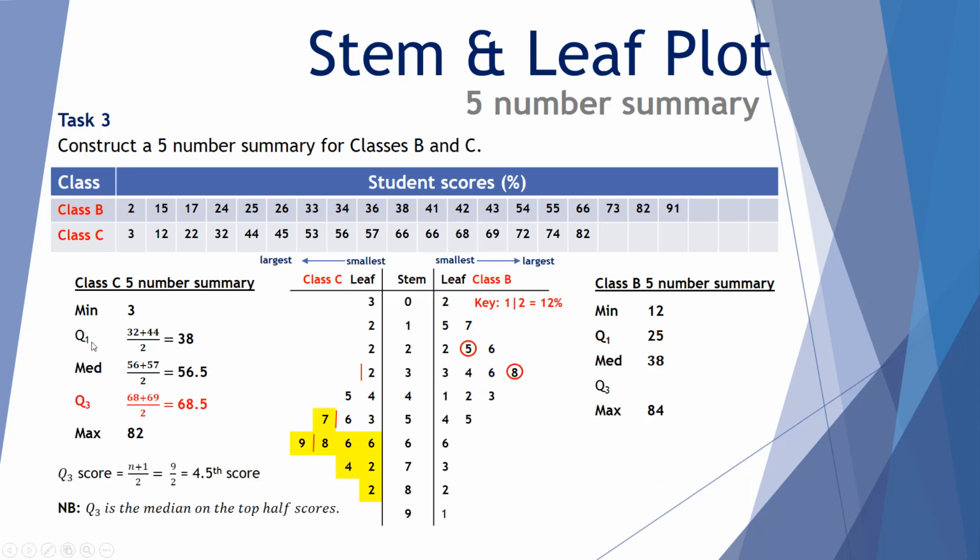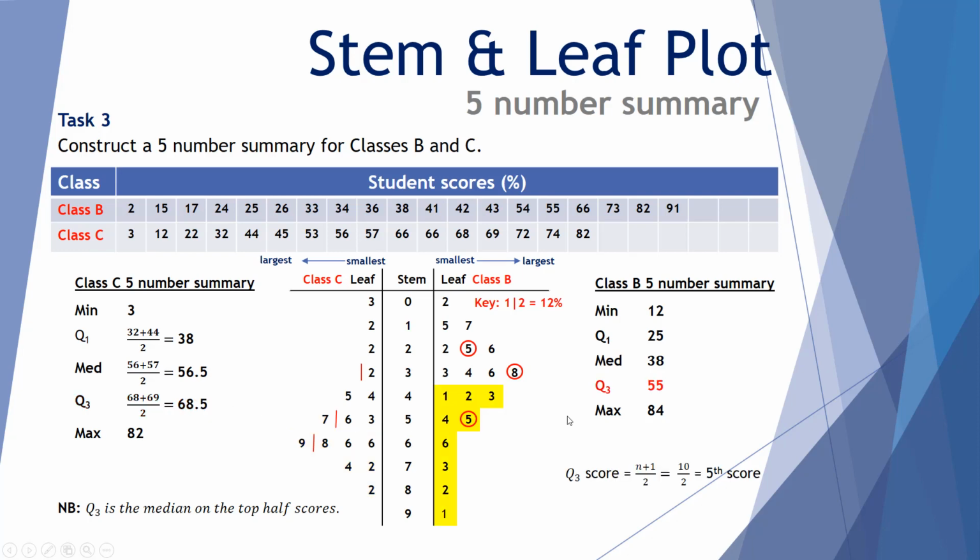Now just like Q1, the first quartile, is the midpoint of the bottom half number, Q3 is the midpoint or the median of the top half number. So here is our midpoint. So 1, 2, 3, 4, 5, 6, 7, 8 numbers. 8 plus 1 is 9 divided by 2 is 4.5. So it's between the 4th and the 5th score of the top half numbers. 1, 2, starting at the middle, 3, 4. So between 68 and 69. The average of 68 and 69, when I add them together and divide by 2, is 68.5. So our third quartile for Class C is 68.5.